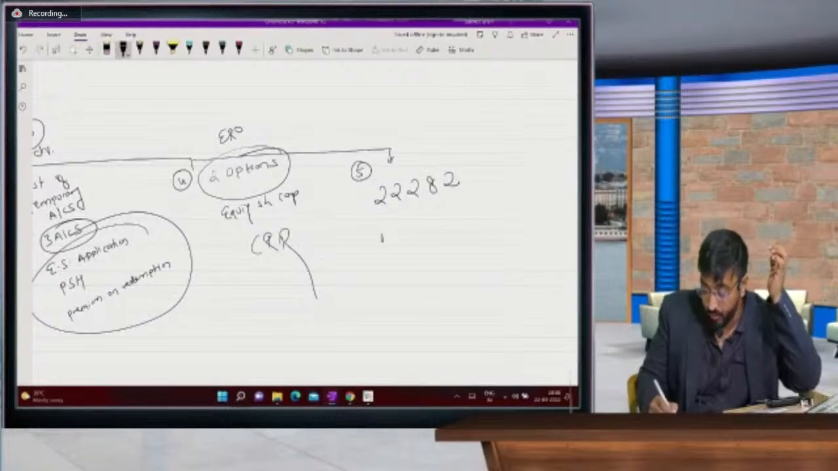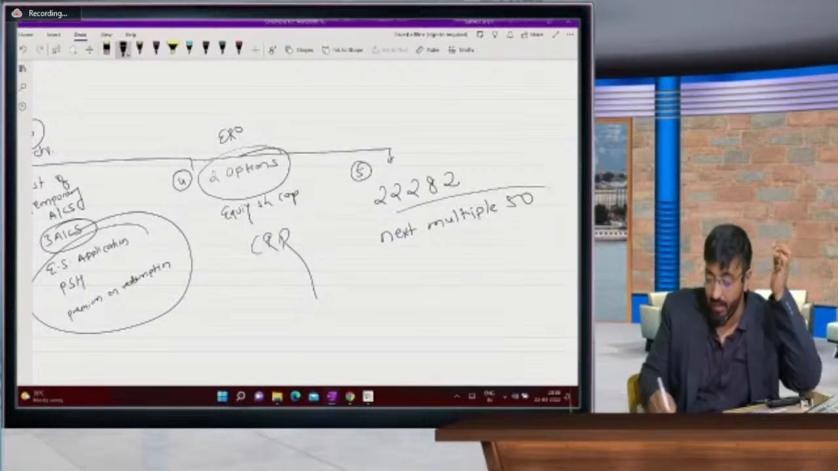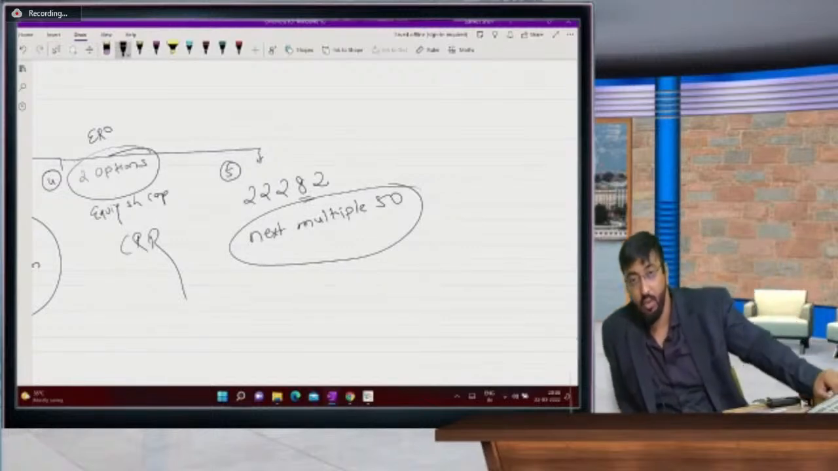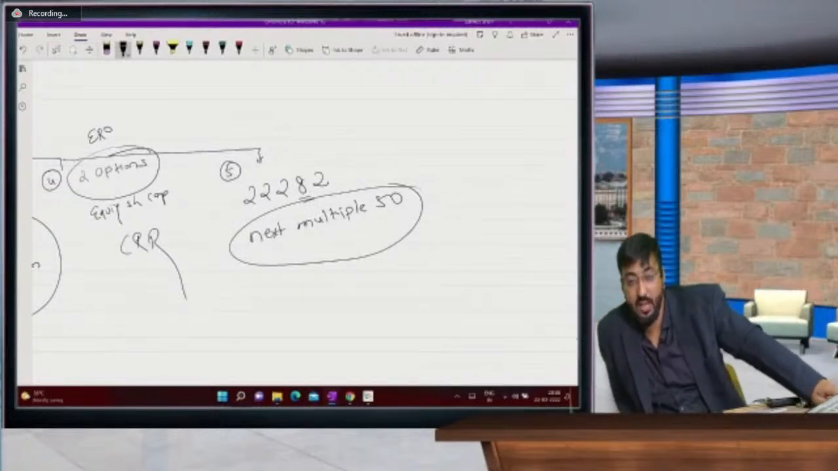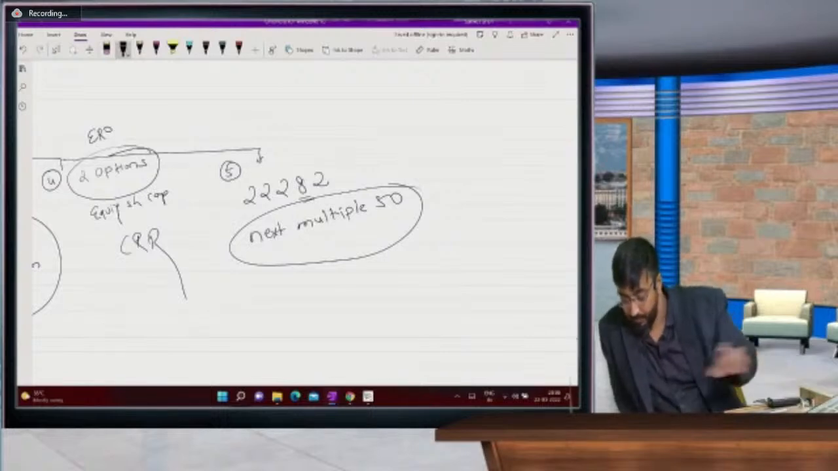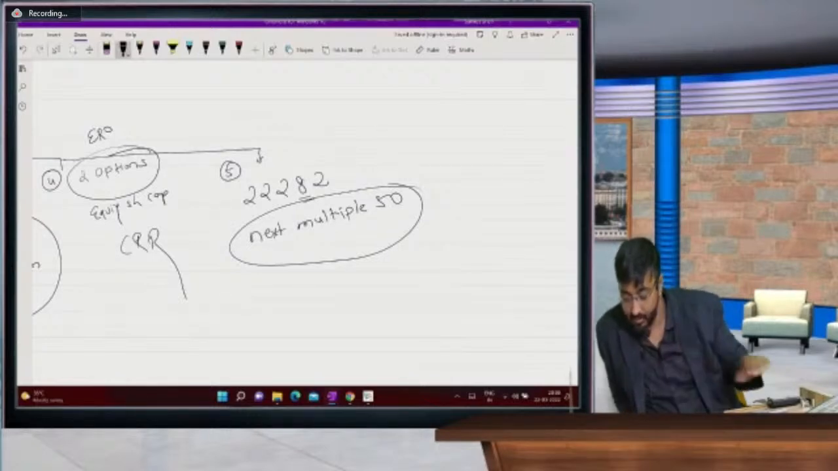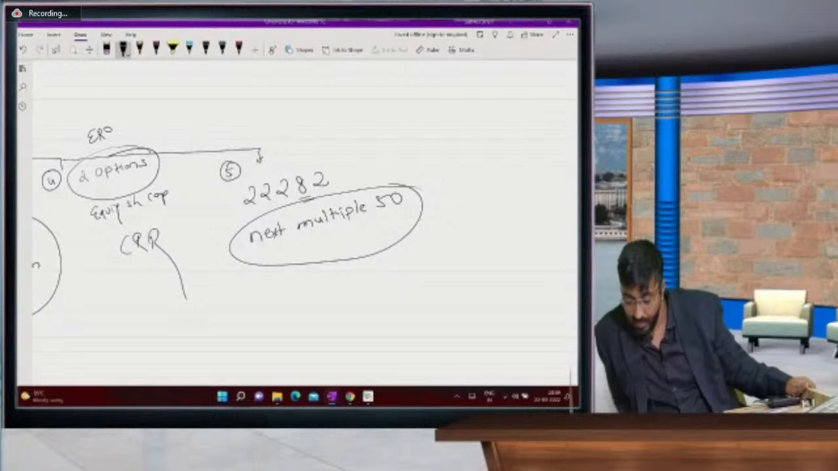22,282. Next multiple in 50. I changed the figure. 22,282. Next multiple in 50. Two options. Two options for redemption, beta. Equity shares and CRR. Who is asking me two options? नाम नहीं लूंगा मैं आपका.